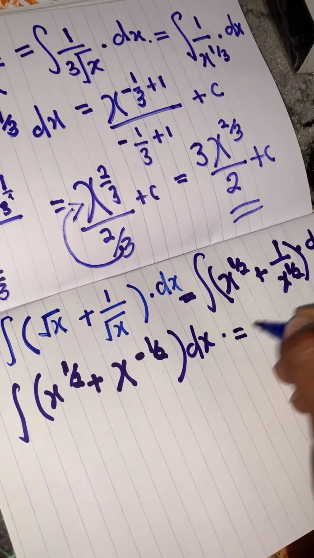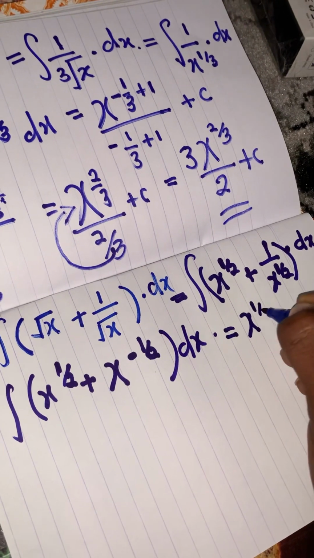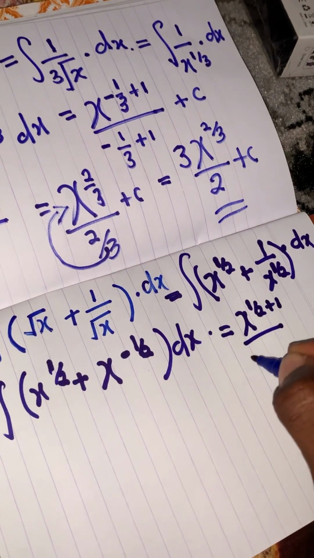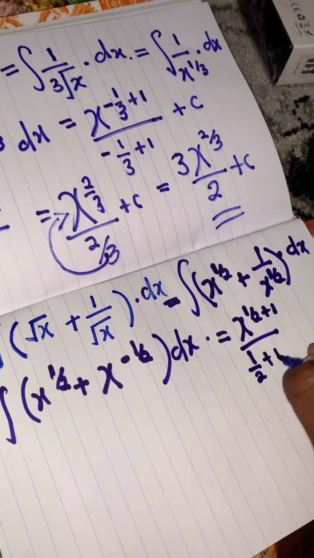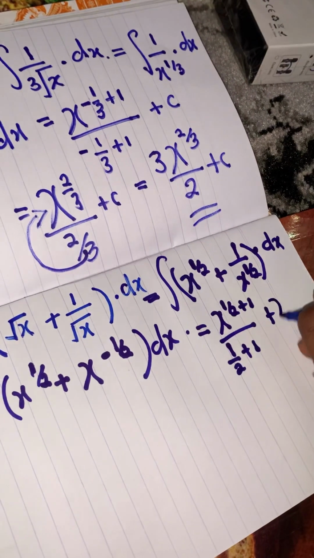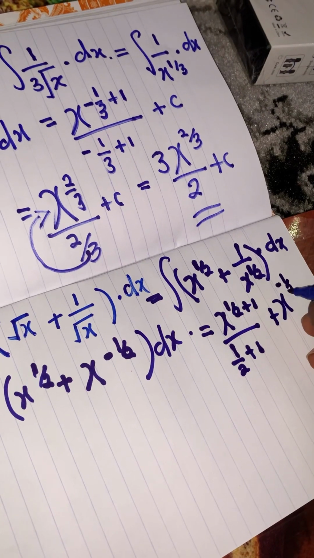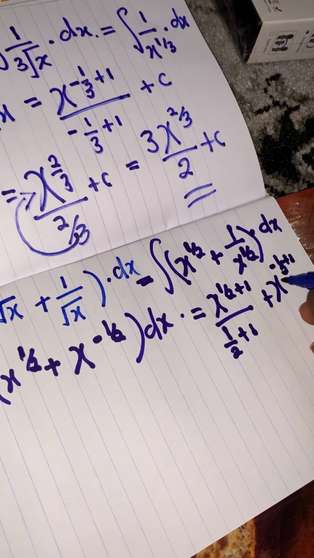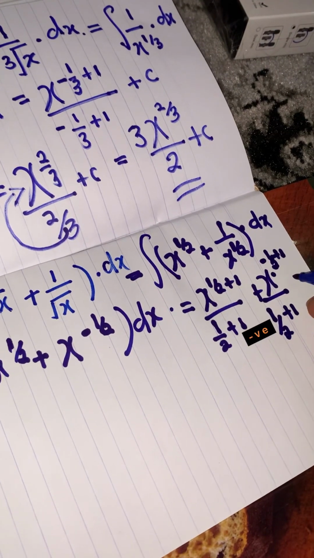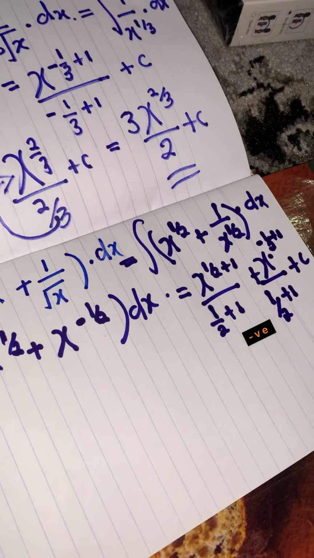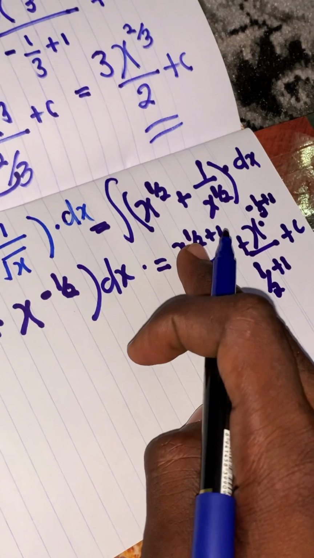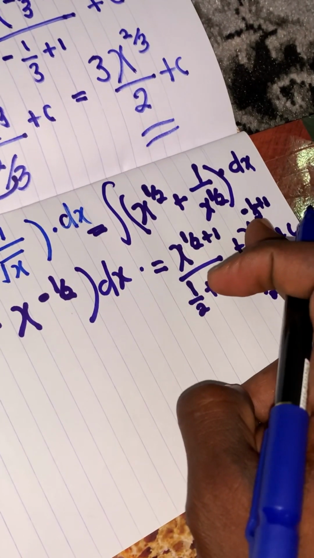This would be equal to x power 1 divided by 2, then plus 1 divided by the power, 1 by 2 plus 1, then plus x power minus 1 over 2 plus 1, then divided by the same power, 1 by 2 plus 1, then plus constant c. So from this we can take the LCM of this, 1 by 2 plus 1 and negative 1 by 2 plus 1.